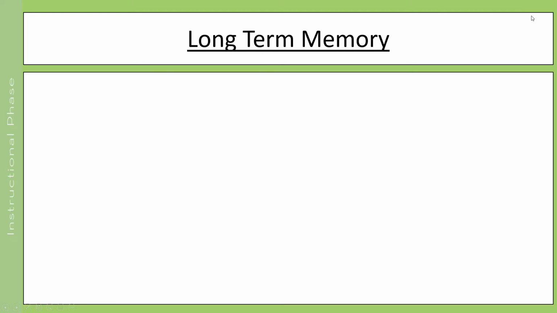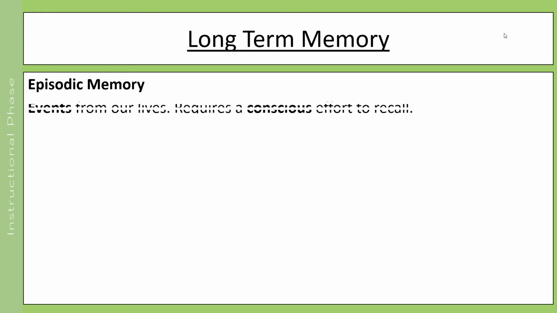You could also get asked about the 3 types of long-term memory. Not difficult, but there are 3 of them, and they are episodic memories. So episodic memories are memories from events in your life, things like birthday parties, Christmases. Again, a trip to the cinema is an event, it's an episode of your life. Now, we say that these memories require a conscious effort.